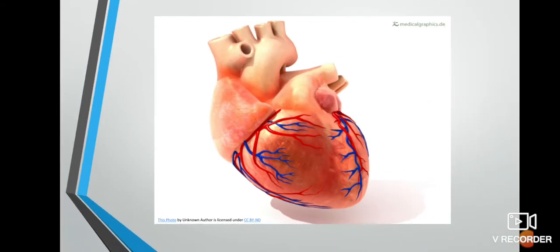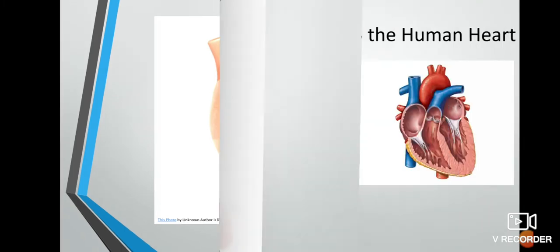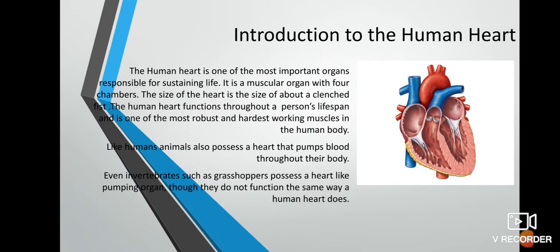So you can see this is a picture of the human heart. Introduction to the human heart. The human heart is one of the most important organs responsible for sustaining life. It is a muscular organ with 4 chambers. The size of the heart is about the size of a clenched fist.